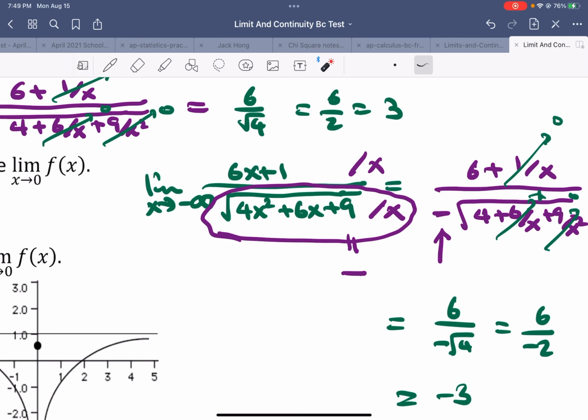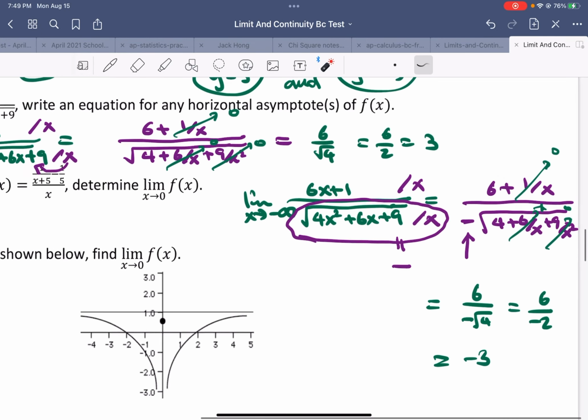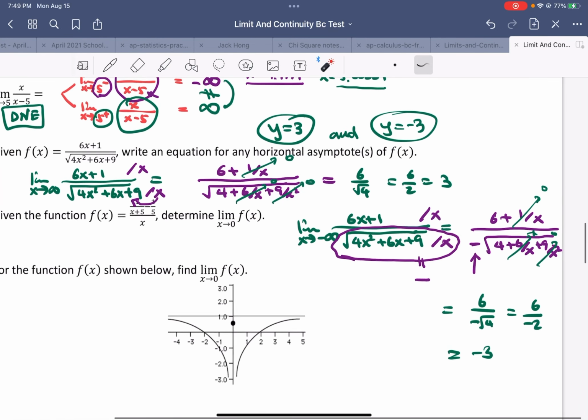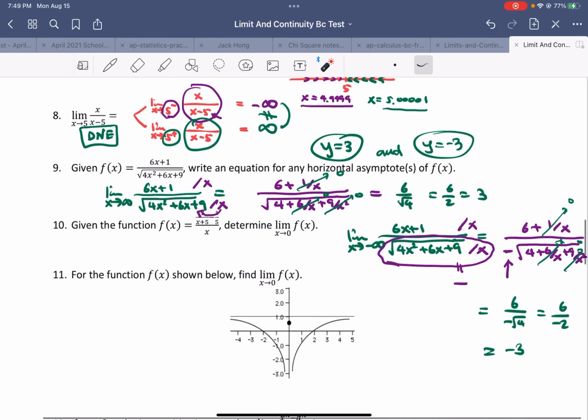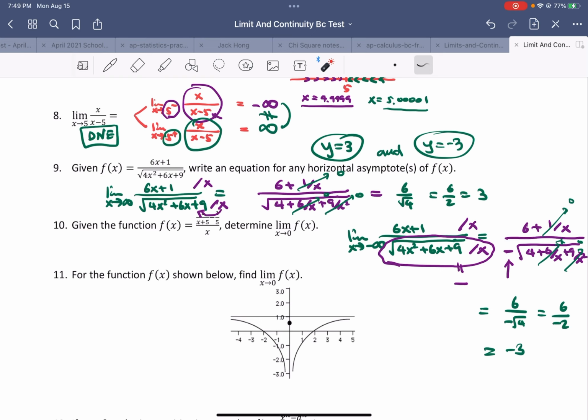Okay, and then any x in the denominator will go to 0. So the denominator is negative root 4. So 6 over negative 2 is negative 3. Okay. So your horizontal asymptote is y equals 3 or y equals negative 3. Now let's move on to number 10.